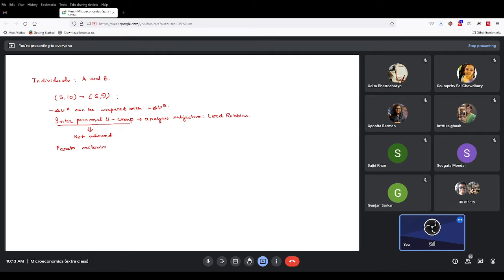Okay, what is the Pareto criteria? A Pareto optimal equilibrium is a state where one cannot be made better off without the other getting worse off, where we cannot improve the position of one person without adversely affecting at least another person.